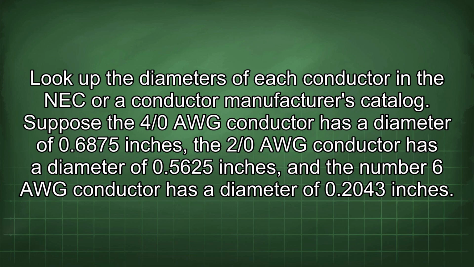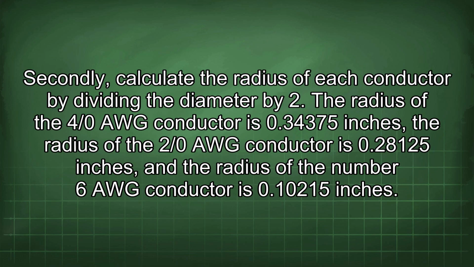Suppose the 4/0 AWG conductor has a diameter of 0.6875 inches, the 2/0 AWG conductor has a diameter of 0.5625 inches, and the number 6 AWG conductor has a diameter of 0.2043 inches. Secondly, calculate the radius of each conductor by dividing the diameter by 2.